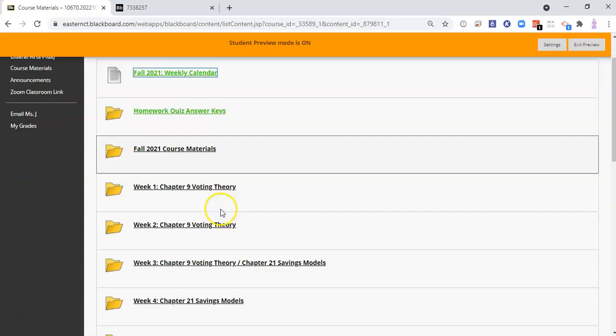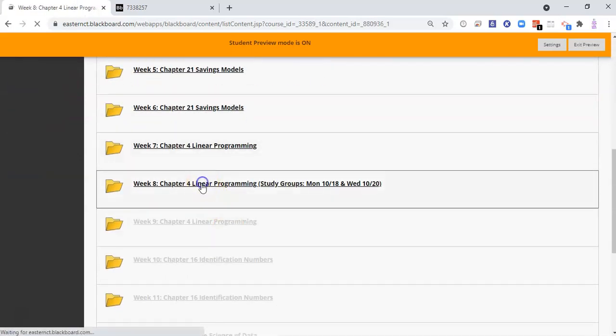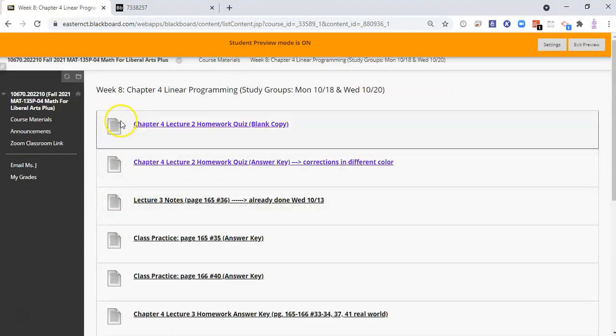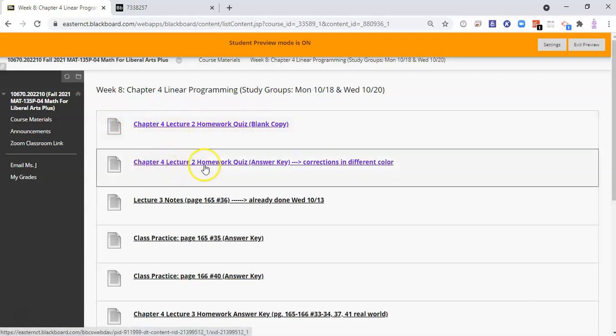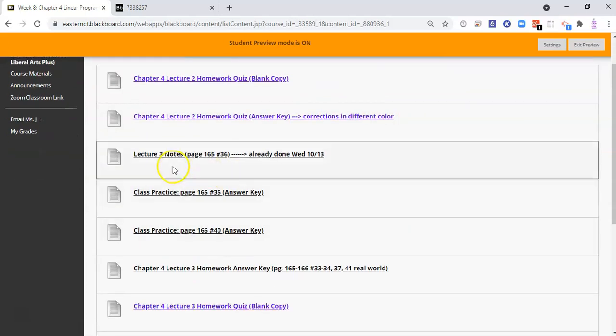If we go click into week 8, let's see that lineup of materials. So here's the blank copy of that homework quiz I was mentioning. Here's the answer key to that homework quiz. Please make sure all corrections are done in a different color. Here is the lecture 3 notes example number 36. If you were absent, you're going to want to click into this and very carefully go step by step through this example and catch up with someone in class on the conversation surrounding those notes. Notice in the title we have a reminder that this was already done on the 13th.